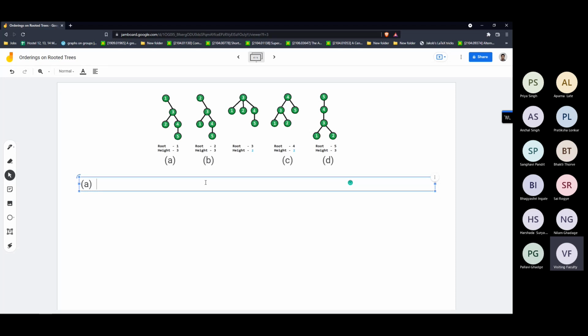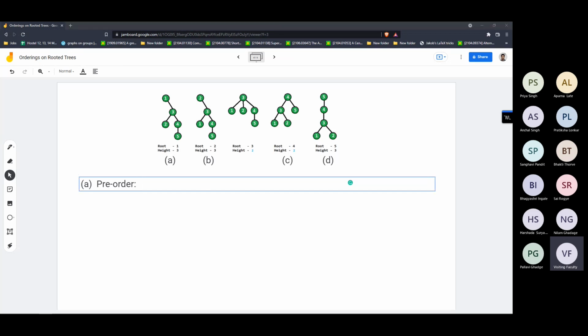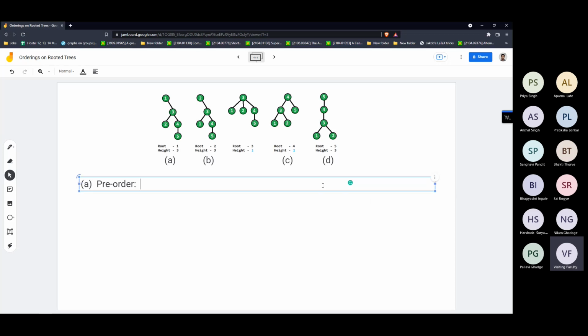It's supposed to be easy now. Okay. Pre-order. What is the pre-order rule? Root, left subtree, right subtree. Let's pick someone who wants to give me an answer. Sai, you want to try? Yes, sir. Pre-order for the first one.